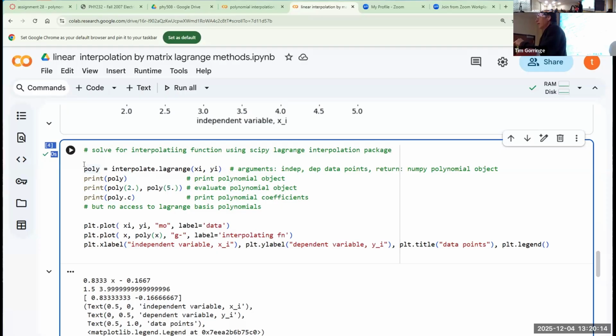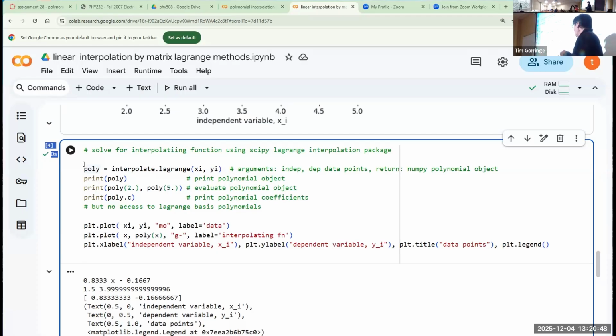It returns the interpolating polynomial in a form that is a polynomial object. And I don't think we've met a polynomial object in Python before. We've met all sorts of objects, right? We've met integers, they're objects, complex numbers, objects, matrices, vectors, objects. There's a type called a polynomial object, and that's what's returned by this.